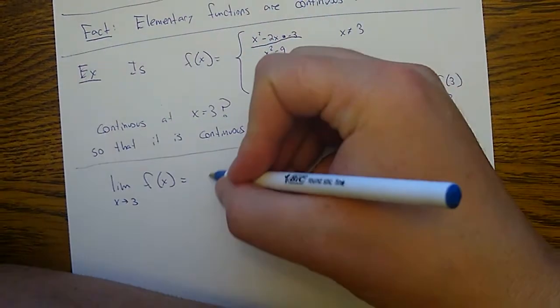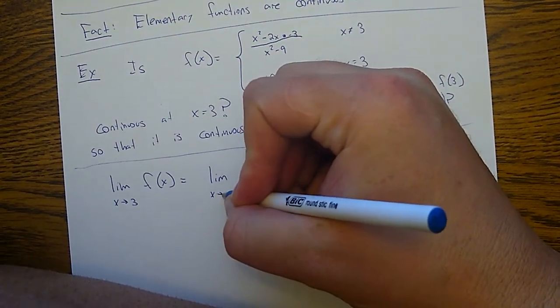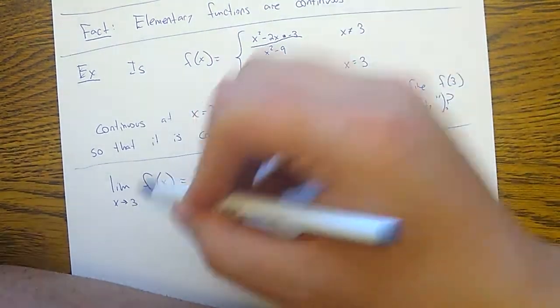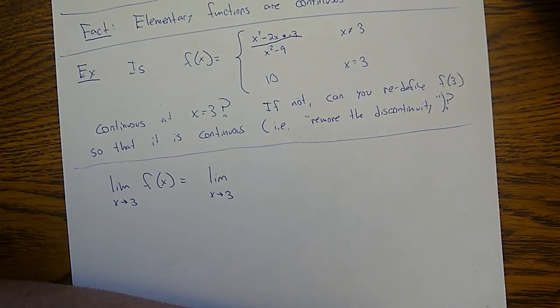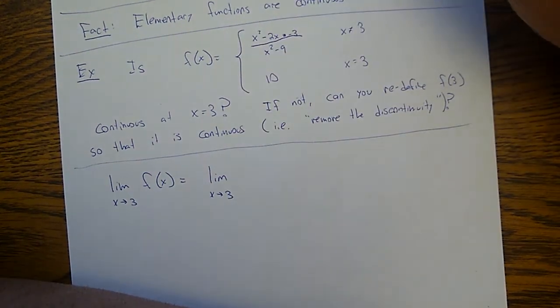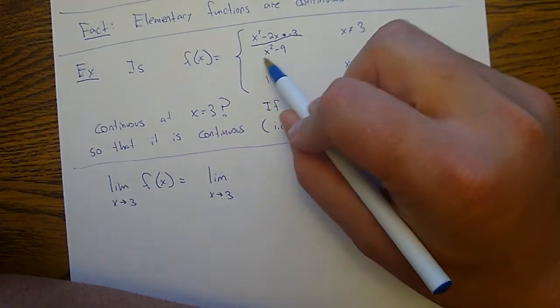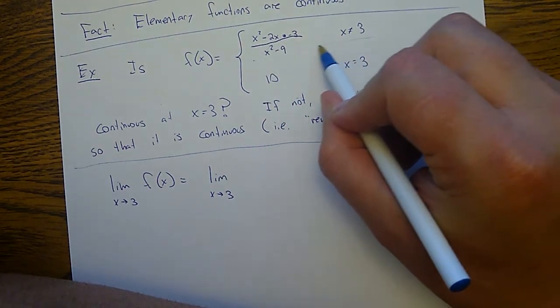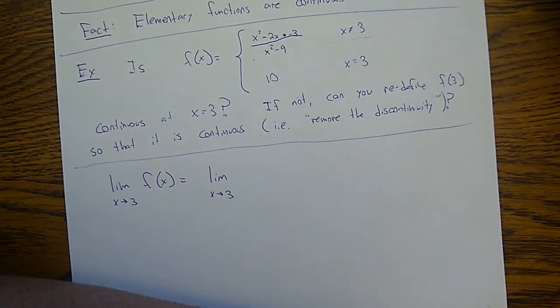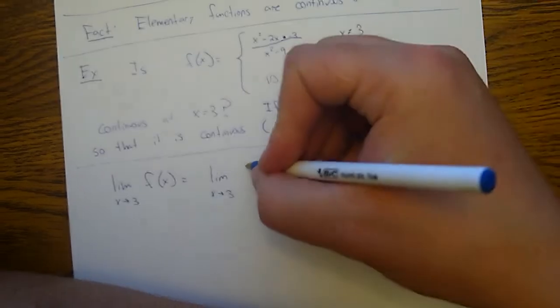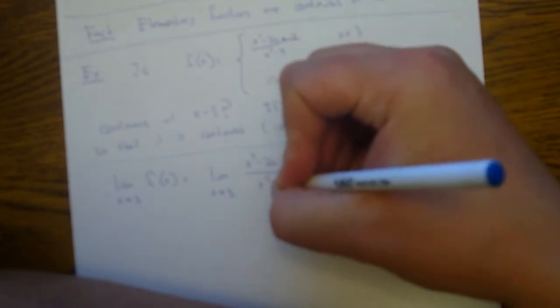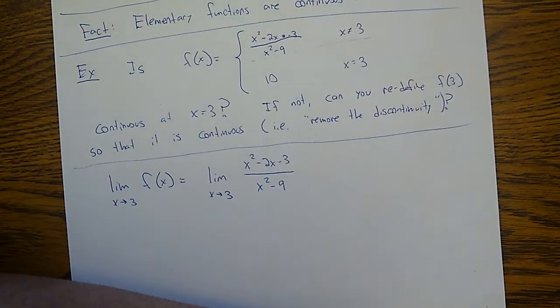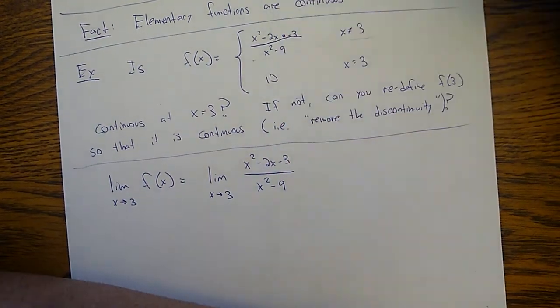So how do I find this limit? When I'm doing a limit as x goes to 3, I'm assuming that I'm dealing with values of x that are not exactly equal to 3. That they are close to 3, but they're not exactly equal to 3. Therefore, I can use this formula. This is the formula that you use for values of x that aren't exactly equal to 3. Now I just need to do this limit.